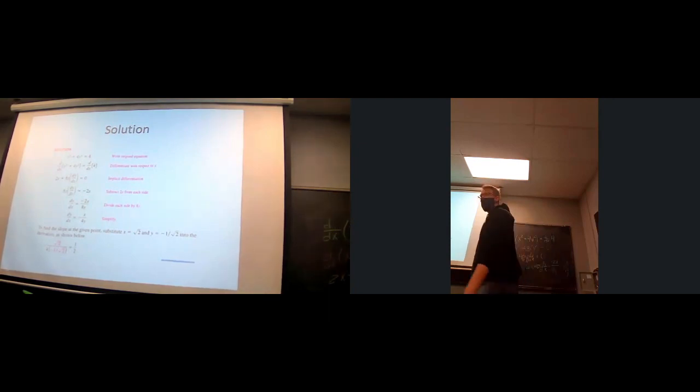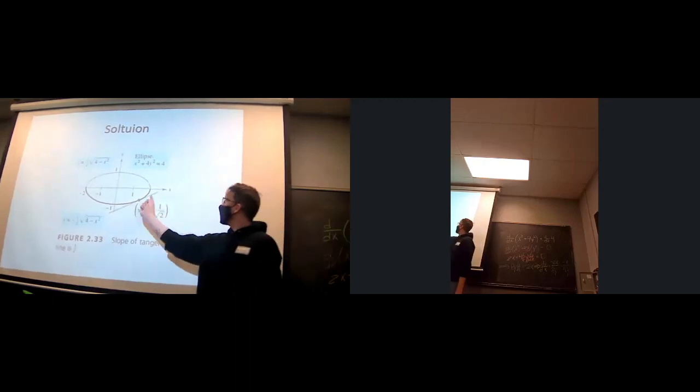So the slope of the tangent line at this point is going to be 1/2. Which makes sense, right? Like, look at this line. It's got a positive slope. It's not quite equal to 1, but it's not quite 0 either. It's somewhere in between. It's halfway in between. Yeah? Is everybody cool with this idea?